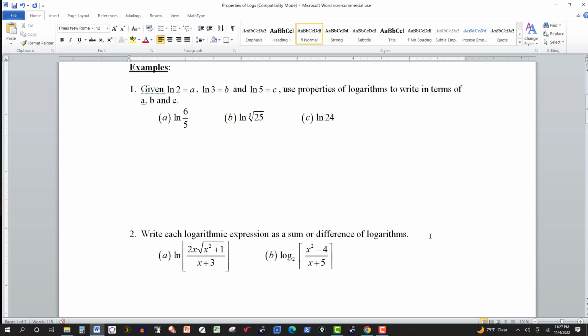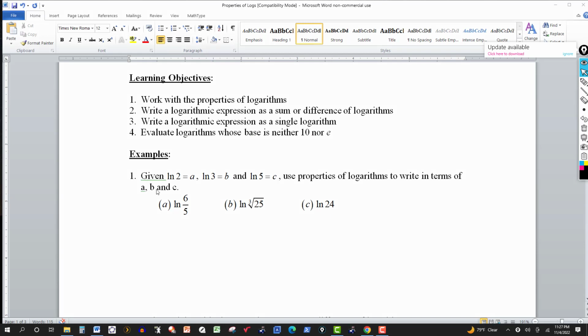So let's look at these problems then. Say it's given natural log of 2 is equal to a, natural log of 3 is equal to b, and the natural log of 5 is equal to c. Use properties of logarithms to write the following in terms of a, b, and c. So let's start off with the first one. And remember, this ln here with no base indicated means base e, or natural log. If it's log with no base, that's base 10.